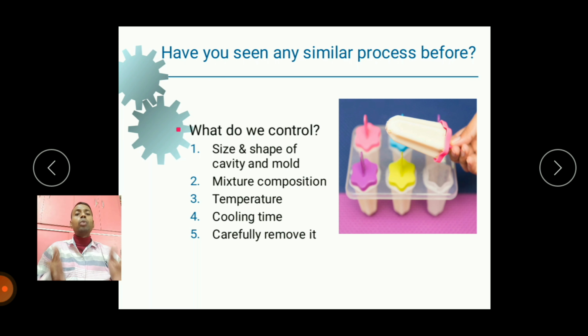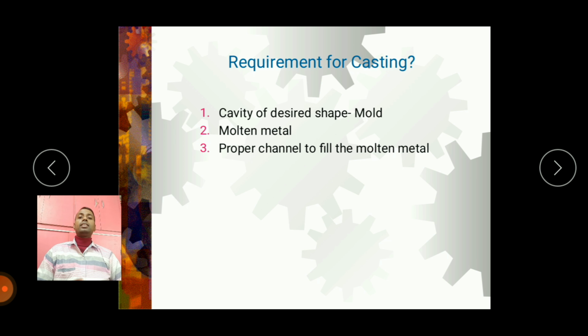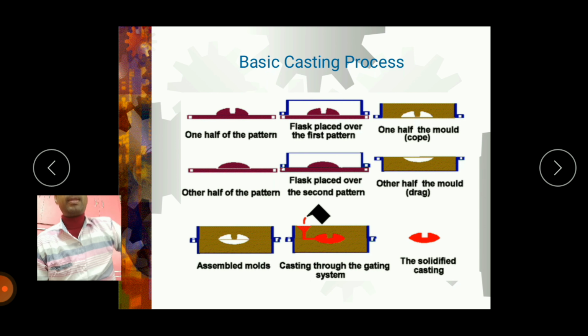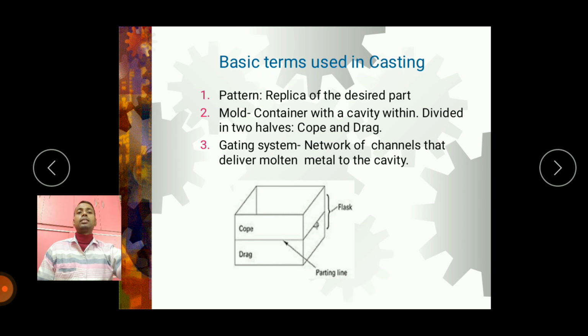So now, what is the requirement of casting? A cavity of desired shape in the mold, molten metal, and a proper channel to fill the molten metal. So what are the basic steps of the casting process? Take one half of the pattern, flux placed over the first pattern, one half of the mold, this is called cope. Then the other half of the pattern, flux placed over the second pattern, the other half of the mold, that is the drag. Assemble it, pour the casting through the gating system, and after that solidify the casting.